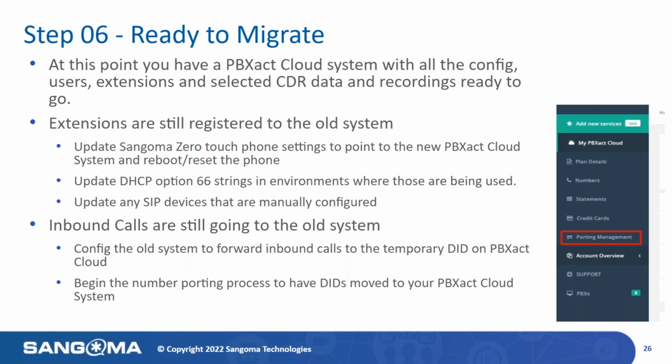If you're using a DHCP option 66 locally in any of your phone environments, you'll need to update that to point to the new PBXact cloud deployment. And any devices that are manually configured need to be updated manually with the new registration settings.